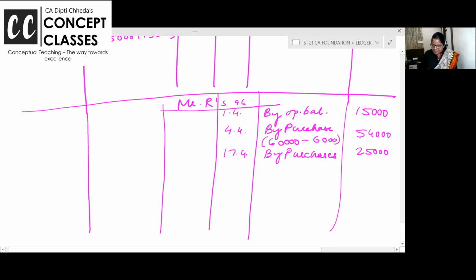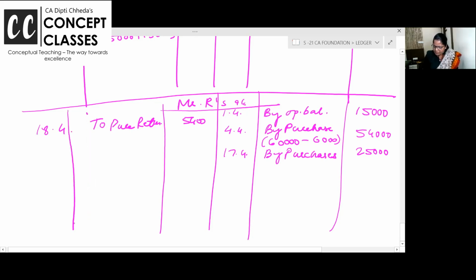Right? So out of these, 10%, what is the entry for purchase? Purchase to R. What will be the entry for purchase return? R to purchase return, 5,400. When did this happen? 18th of April. On 18th of April, it so happened that we have done purchase return. We sent the goods back. These goods. Clear? Read the next journal entry.